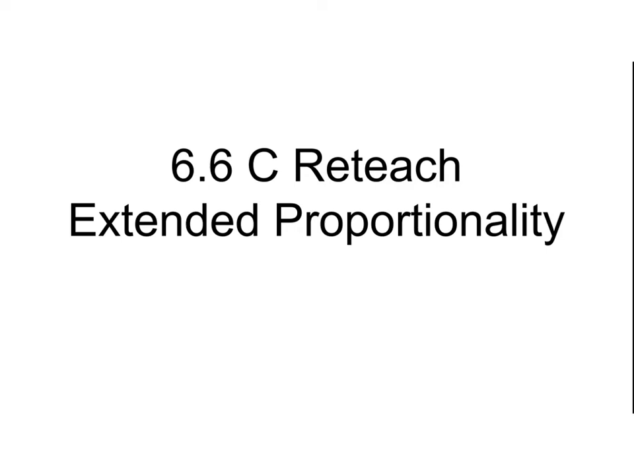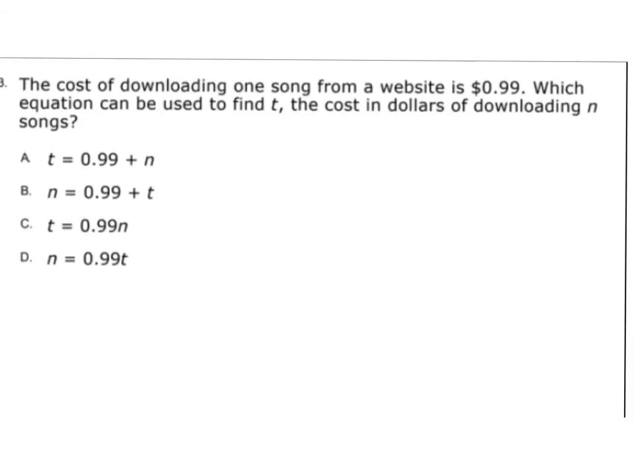So here's question number 3 on your test. Hopefully you guys watch this video and understand it, and make sure you answer the question after you watch the video. Okay, so number 3 reads: the cost of downloading one song from a website is 99 cents. Which equation can be used to find T, the cost in dollars of downloading N songs?